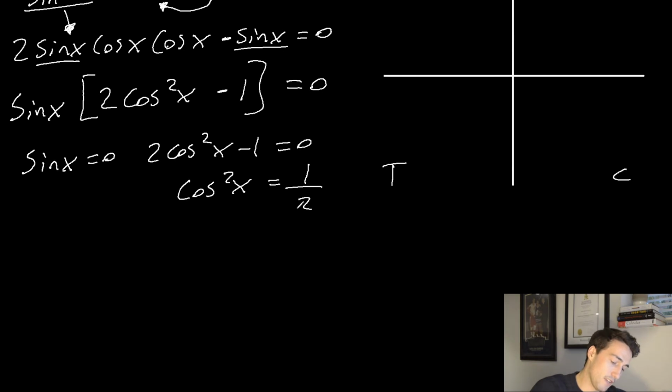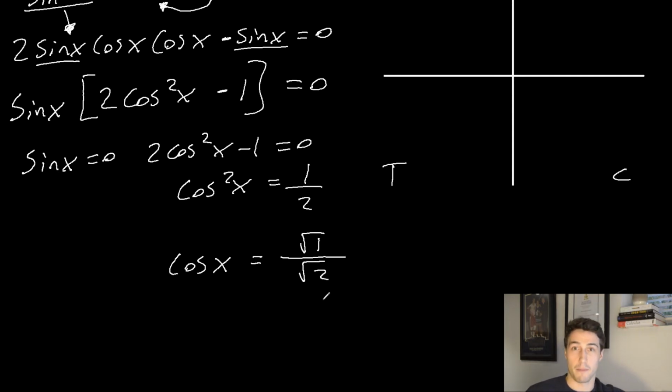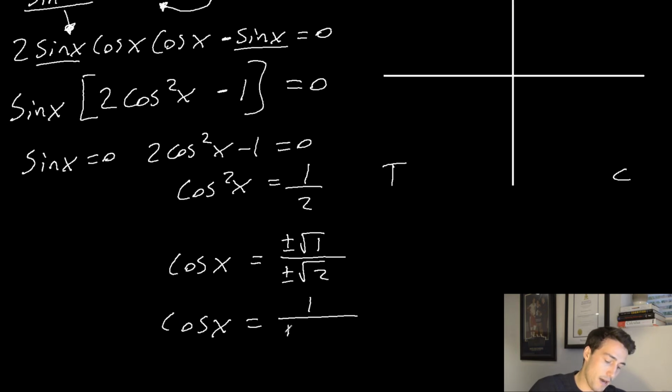Now if I take the square root of that, I'm going to get cos of x is equal to, well, the square root of 1 is just 1, but square root of 2. And this is a big important point: whenever we take the square root of something, we have to say plus or minus. So cos of x is 1 on top, and then plus or minus square root of 2. Okay, so at this point, we can solve this side.